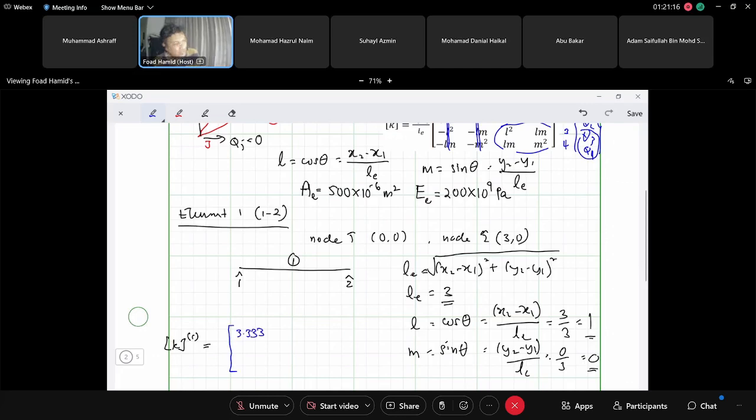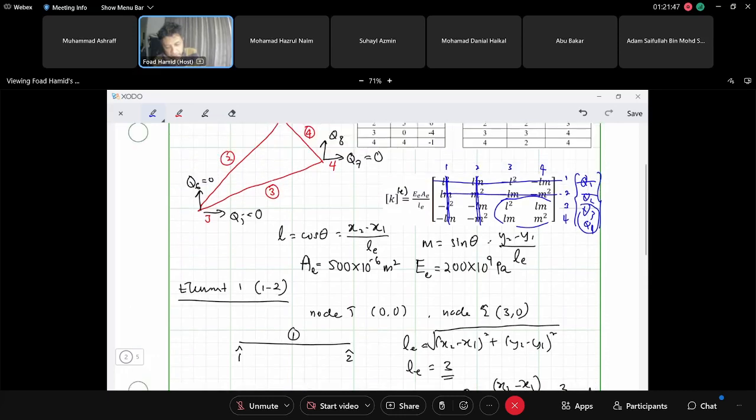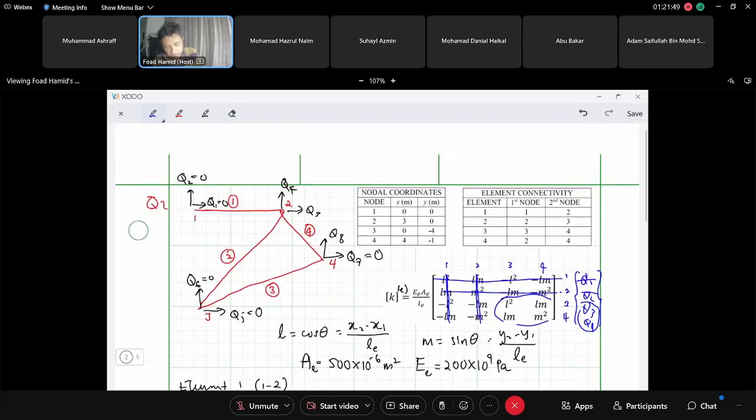If you do this correctly, what you get is 3.333, 0, 0, 0, 10 to the 7. Or to make it very clear, for clarity, 7. Okay, so this is element number 1. And note that this corresponds to global node 3 and 4. Betul tak? Global node 3 and 4 here, because this is not calculated. We only calculate this one, Q3 and Q4.